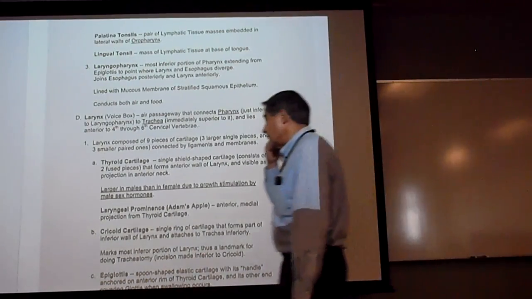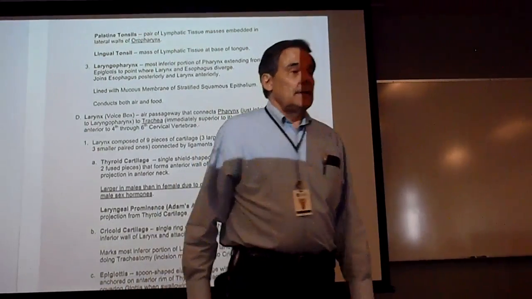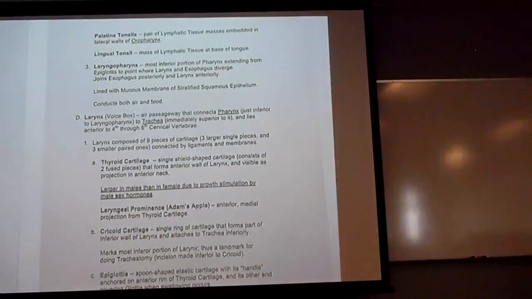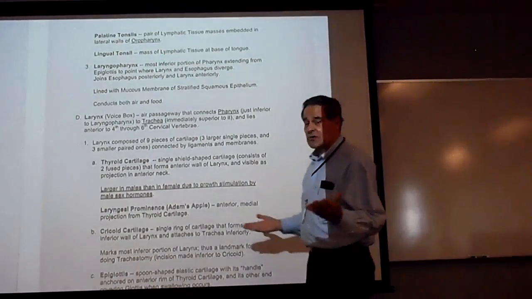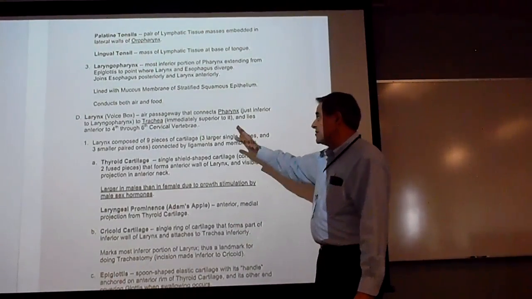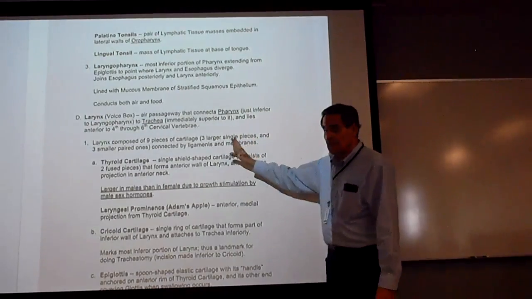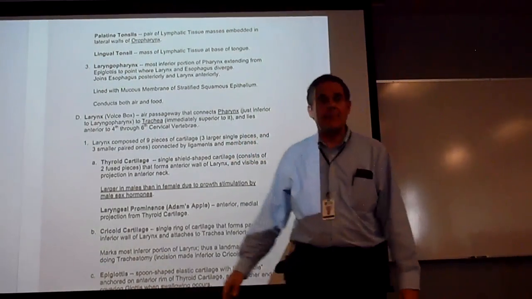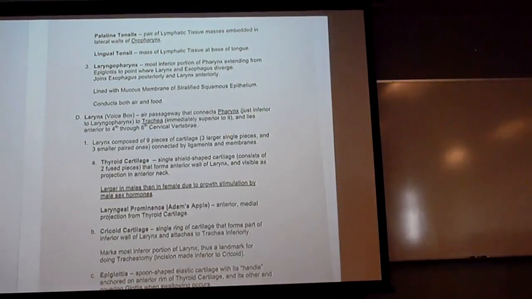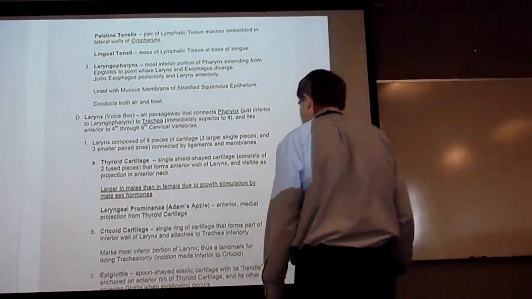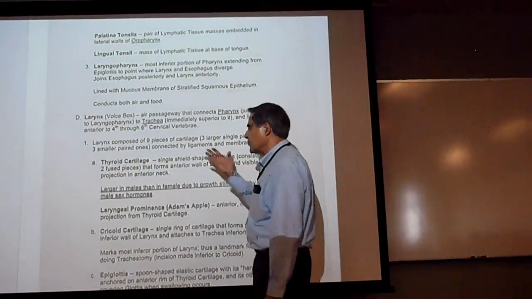Okay, the larynx itself is sometimes called the voice box because, of course, it has elastic fibers that vibrate when the air passes over them, which allows it to make sounds. The larynx is supported by cartilages, nine of them. Three are larger cartilages, and they're single, and then we have three pairs of smaller cartilages. A total of six. Six plus the three give us nine.